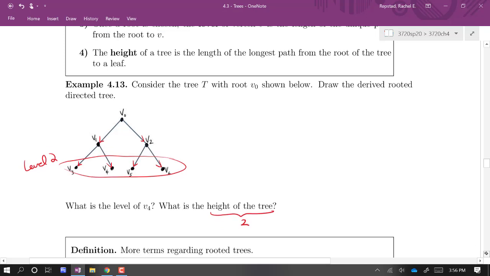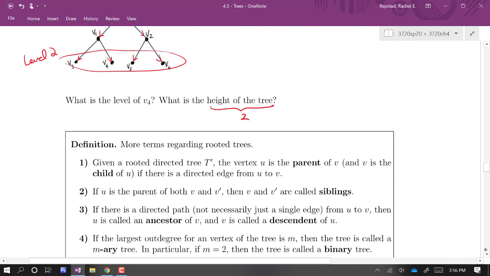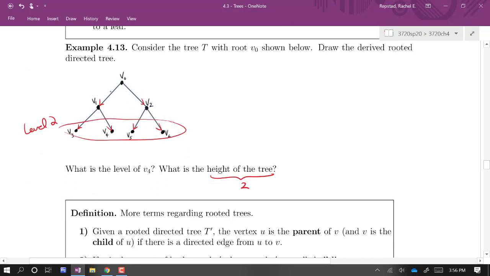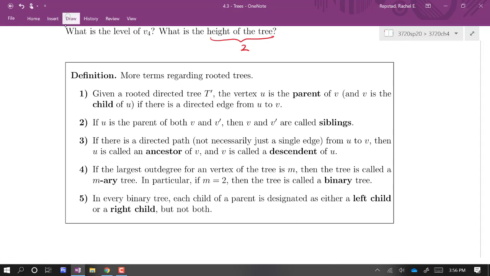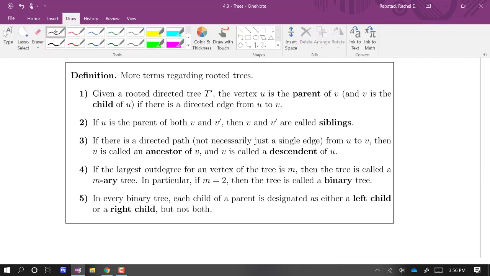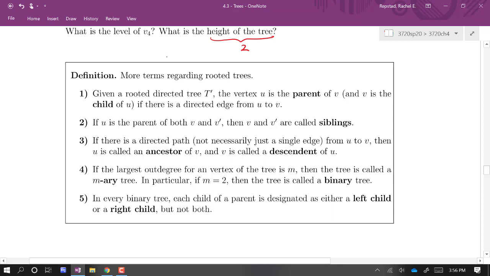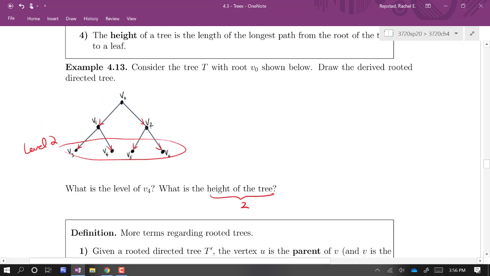And some more terms regarding rooted trees. If there's direction to these edges, we have even more hierarchy, not just establishing a root. We use a lot of these terms that are synonymous with thinking about a family tree. We say that U is the parent of V if there's a directed edge from U to V. So for example, V2 is the parent of V6.